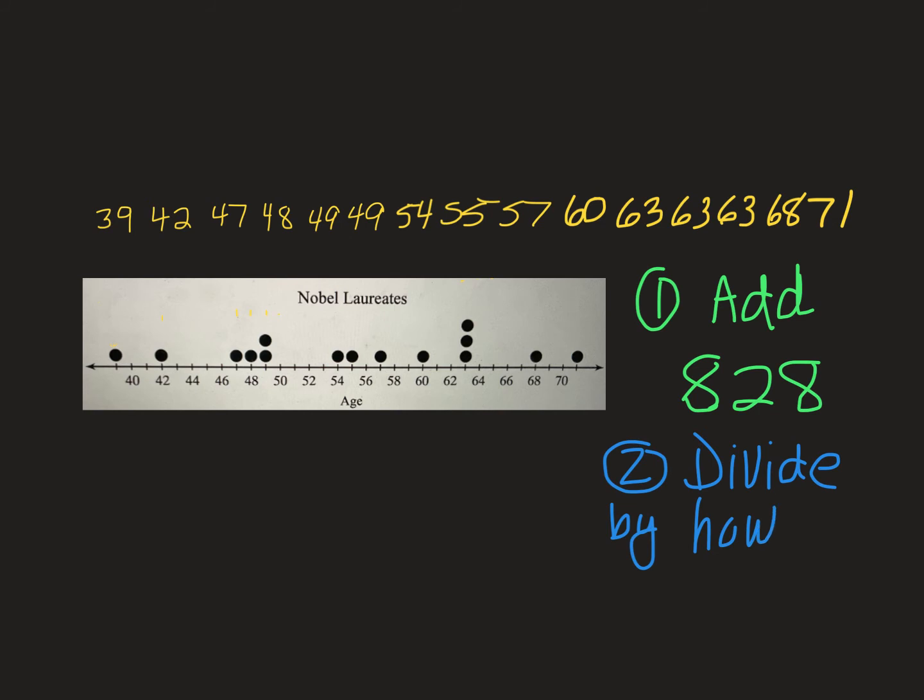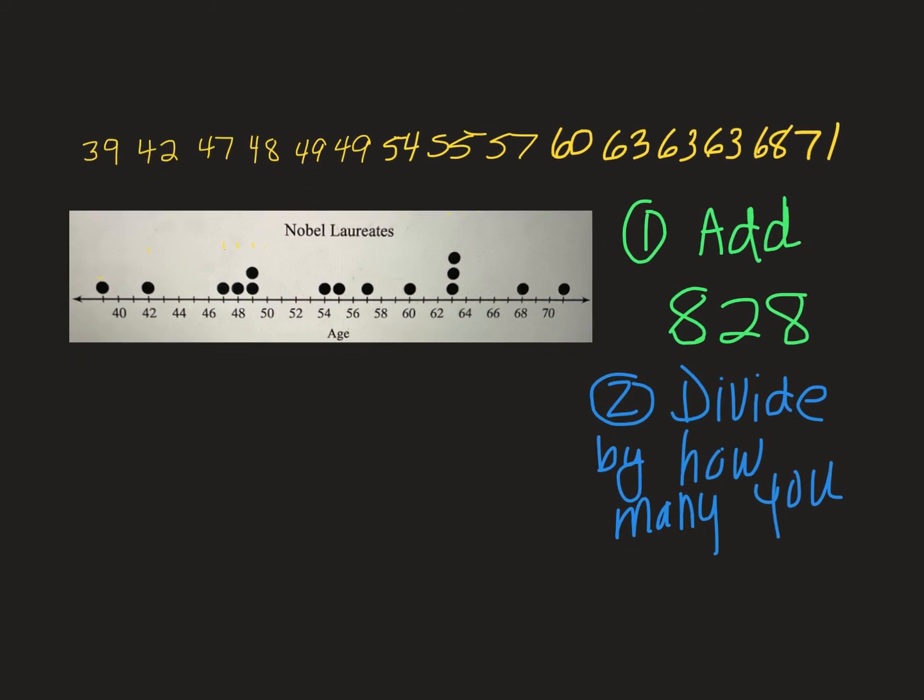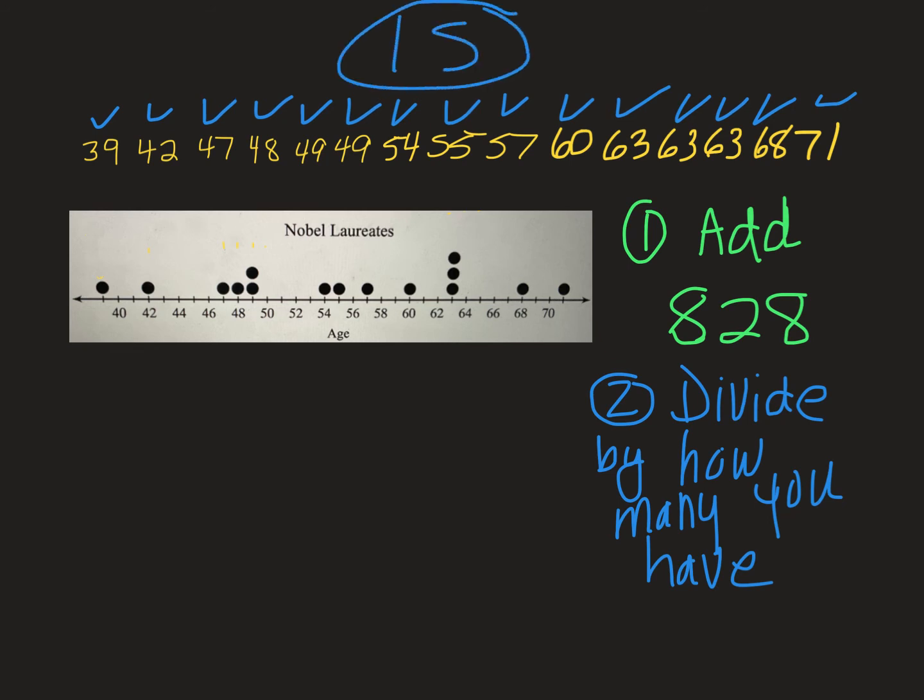By how many you have. So if I count, I see I've got 1, 2, 3, 4, 5, 6, 7, 8, 9, 10, 11, 12, 13, 14, 15 numbers total. So I'm going to take that 828 and I'm going to divide it by 15.